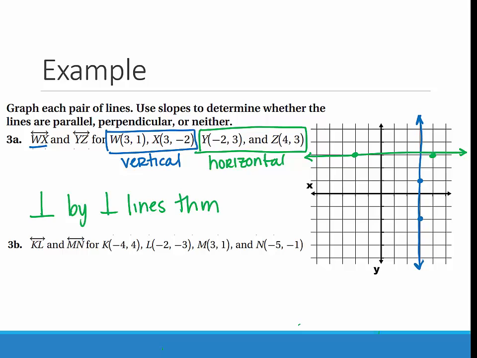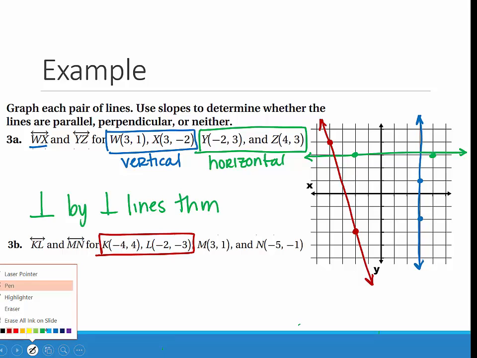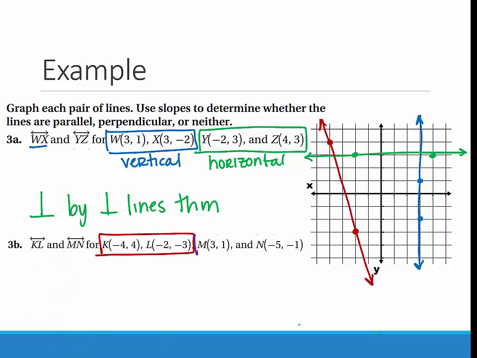So now let's try another one. KL. So these 2 points here is -1, 2, 3, 4, up 1, 2, 3, 4. And then -2, -3. So this line right here. And then the next one is MN. So over 1, 2, 3, up 1. It's a popular point. And then back 1, 2, 3, 4, 5, down 1.